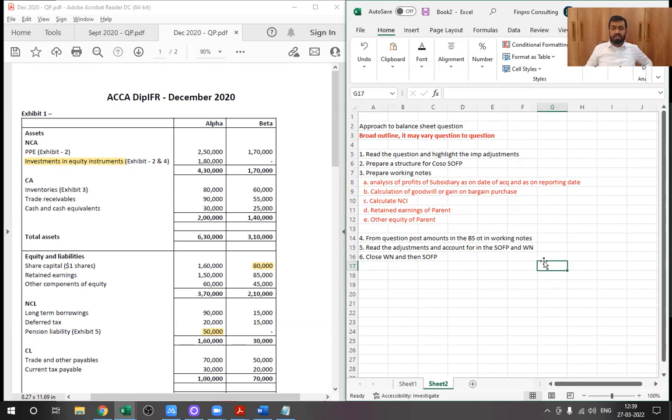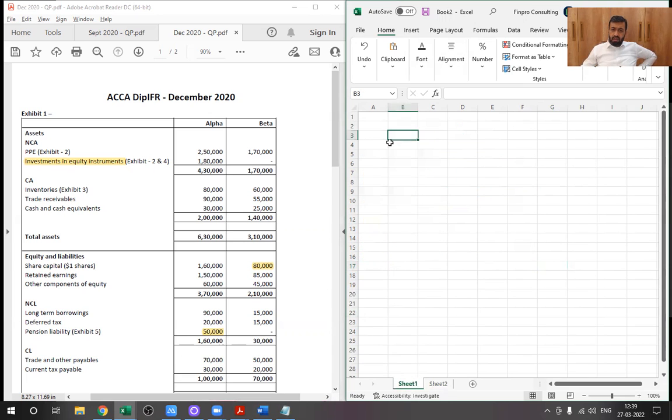These are broad 6 steps, I would say, you will have to follow in the balance sheet question. We'll go one by one. So first of all, now we will prepare the structure of the balance sheet. Books of Alpha, consolidated statement of financial position (SOFP) as on 30th September 20x5.